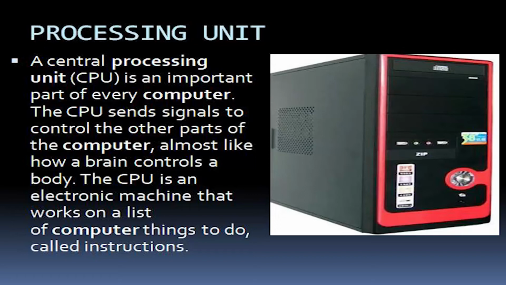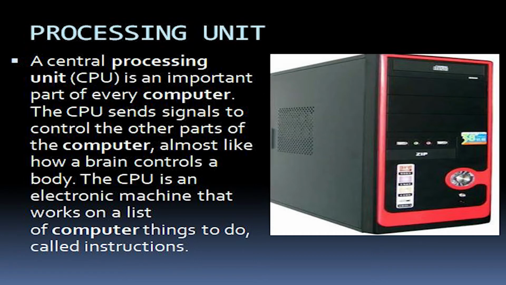Coming to our next topic, the processing unit. Processing unit means what? A central processing unit is an important part of every computer. It is like the CPU. It is the heart of the computer. The CPU sends signals to control other parts of the computer, almost like how our brain controls a body. A CPU is an electronic machine that works on a list of computer things to do called instructions.